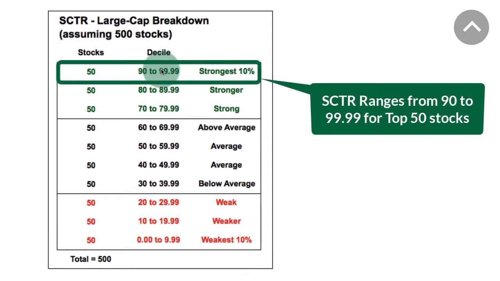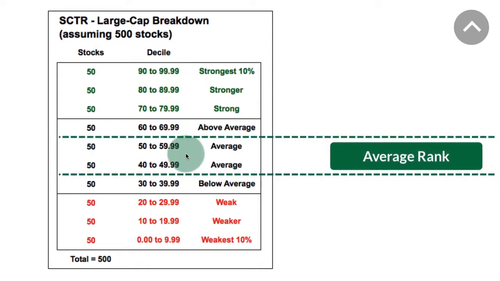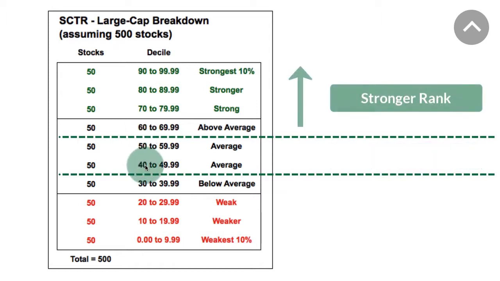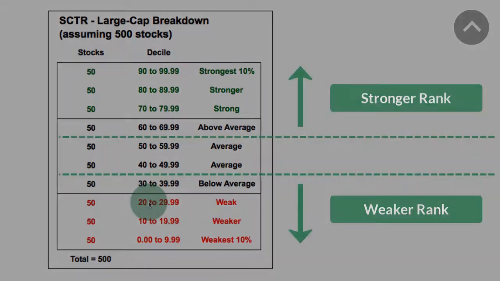And then the strongest 50 stocks would go in the top decile, and they would have a Scooter score from 90 to 99.99. So this way, you know your Scooter score ranges from 0 to 100. The closer it is to 0, the weaker it is. The closer it is to 100, the stronger it is. And you can see these groupings, somewhere between 40 and 60 is average. And then you get stronger when you get above 70, and you get weaker when you get below 30.